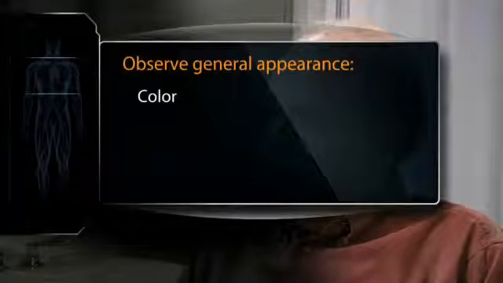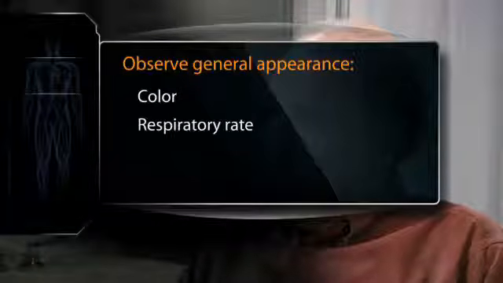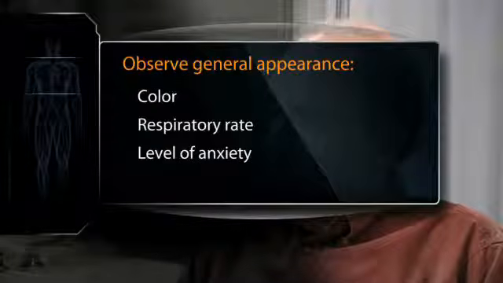Utilizing clinical reasoning, where you move from general observations to more specific conclusions, will lead you to skilled and comprehensive assessment of the patient. For instance, the general appearance of the patient provides many clues to cardiac illness. Note the patient's color, respiratory rate, and level of anxiety. These preliminary observations can be helpful as you begin taking the health history.